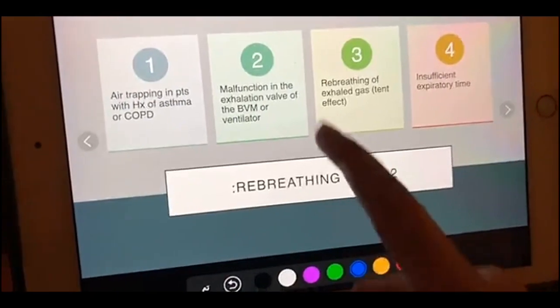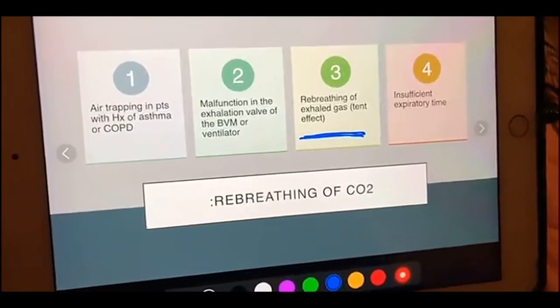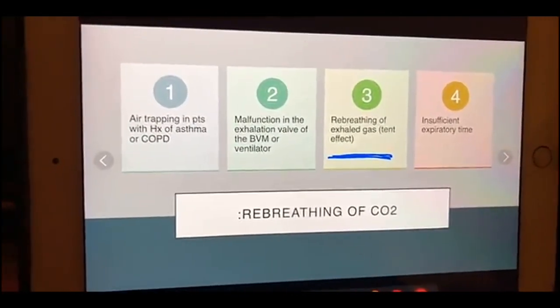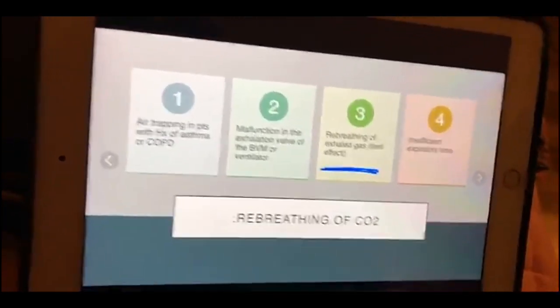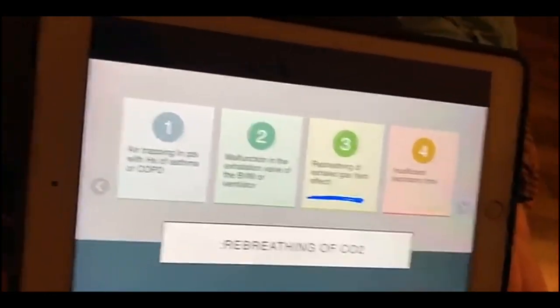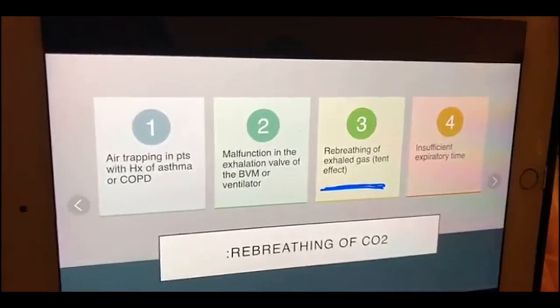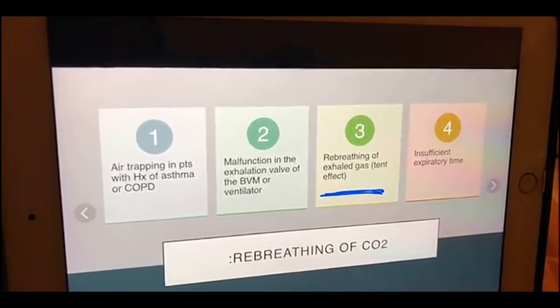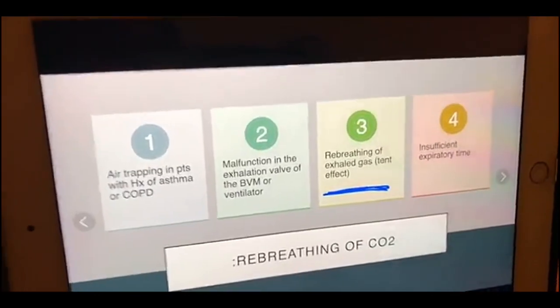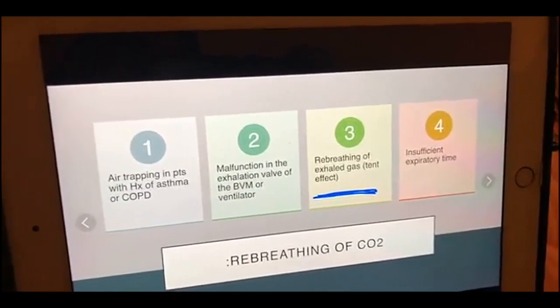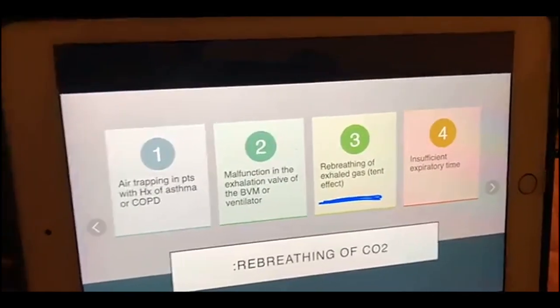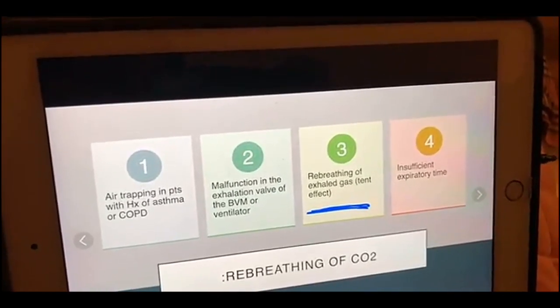Now, regarding the rebreathing of exhaled gas, the tent effect, usually we know that when we put a patient on a simple face mask, we put a minimum flow rate of 6. Why is 6 the minimum flow rate for patients who need a simple face mask? To avoid CO2 accumulation and making the patient rebreathe their exhaled CO2.